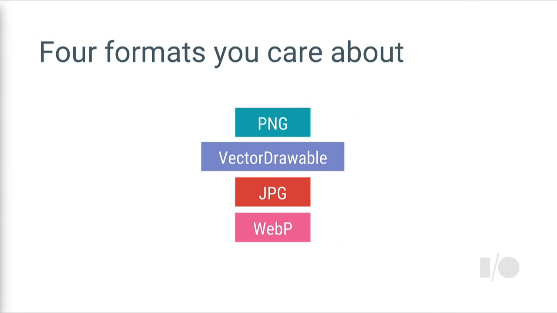And in general, there's a lot of different things you could do with images, but as Android developers, there's really only four data formats we care about: PNGs, vector drawables, JPEGs, and WebP. Now, the rest of the talk that we're going to go into today is going to be opening up each one of these formats, taking a look at how it works internally, and how you can squeeze out every bit of data from these things possible.